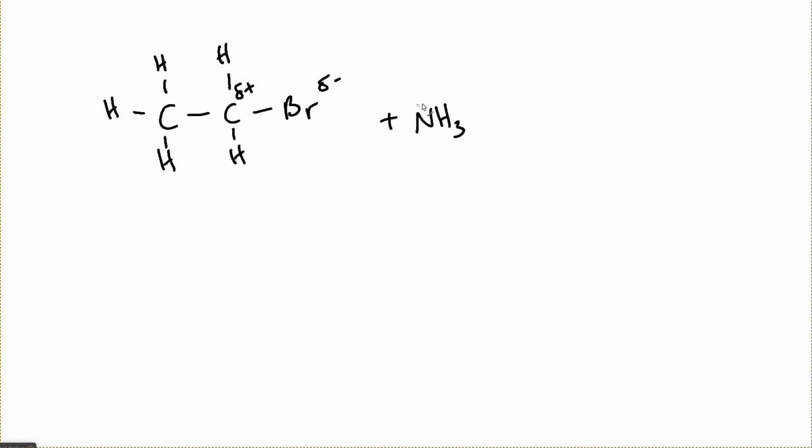and basically the ammonia molecule acts as a nucleophile. So basically there's a lone pair of electrons on the nitrogen which can actually be attracted into this positive centre. At the same time the carbon-bromine bond will break, and basically what we will form is an amine.